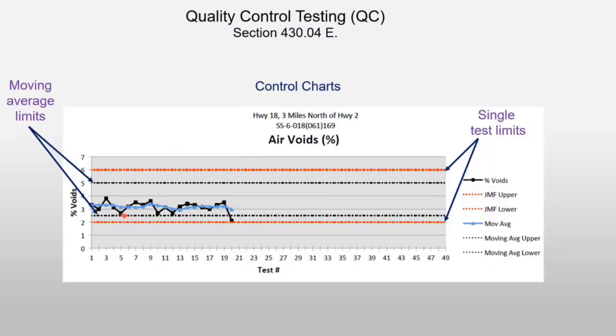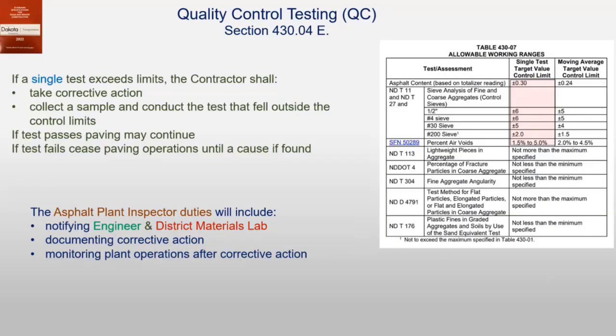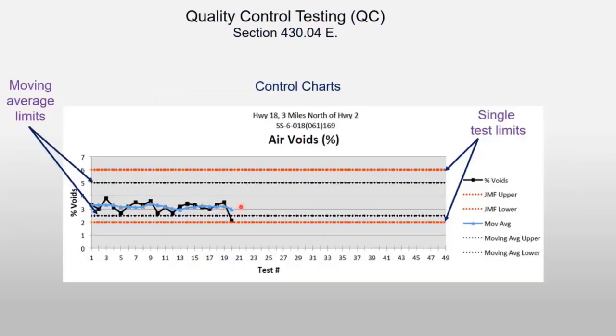So here's just a typical chart, as we had earlier, of the air voids, blown up a little bit. The red marks here are actually the single test limits, and they are wider, as you can see. Whereas the moving average, once the job gets going and you get a lot of tests, is the one you want to watch. And that has a narrower limit. By the way, when the moving tests start to trend out, they're much harder or more difficult to move back the other way.